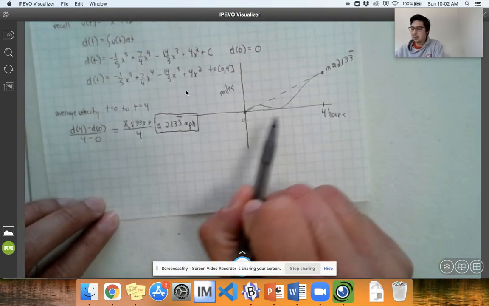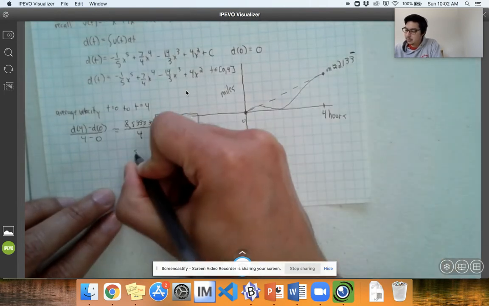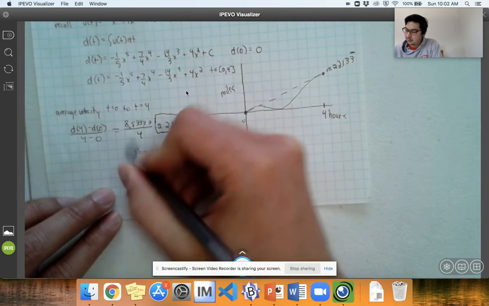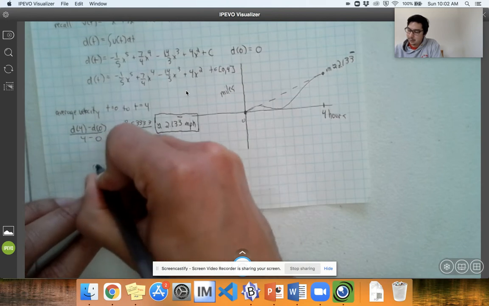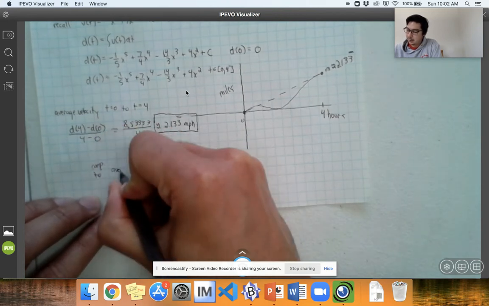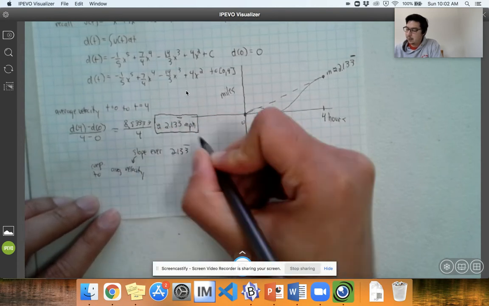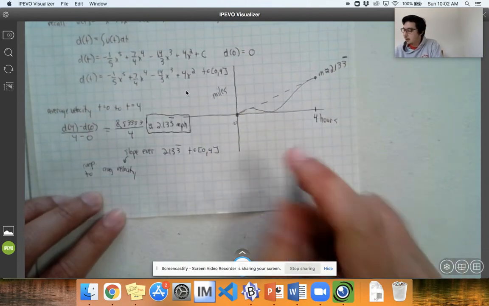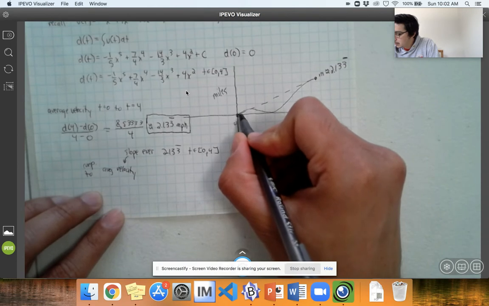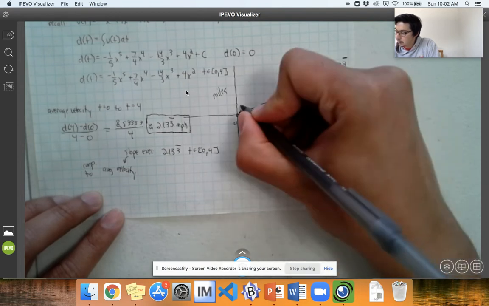Since we're talking about velocity, we're talking about slopes. So the idea is, is the slope ever, and by slope I'm talking about comparing to the average velocity, is your slope ever 2.133 along this journey of t from 0 to 4? Well, if you notice here, at one point along this beginning part, the slope had to have been 2.133.